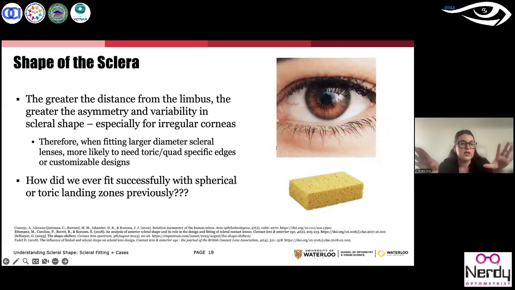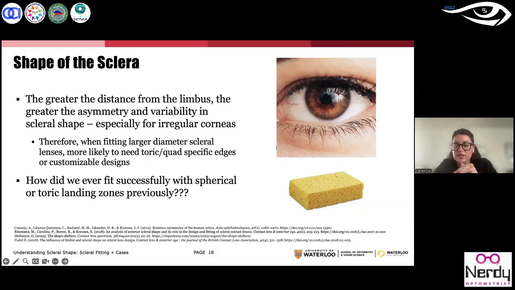So we did say this already, the greater the distance from the limbus, the greater the asymmetry and variability in that scleral shape, especially for irregular corneas. So when we're fitting these larger diameter lenses, typically we mean over 15 millimeters, when you're getting into those 16, 17, 18 millimeter diameters, you're much more likely to need a toric or quad specific edge design.